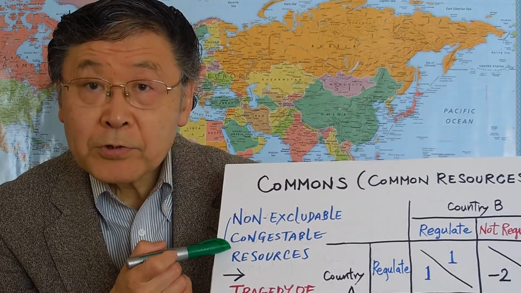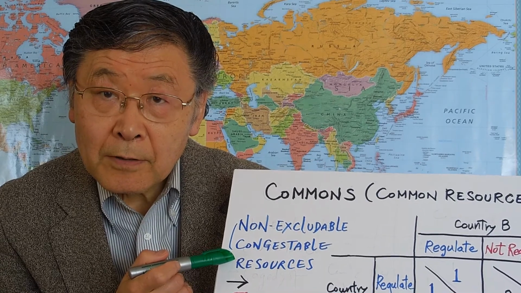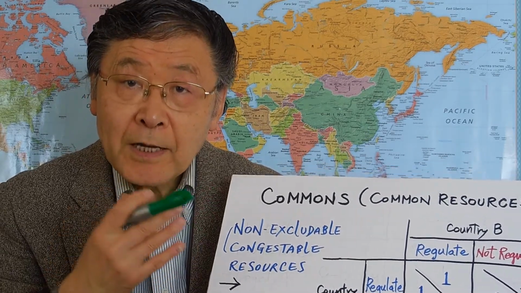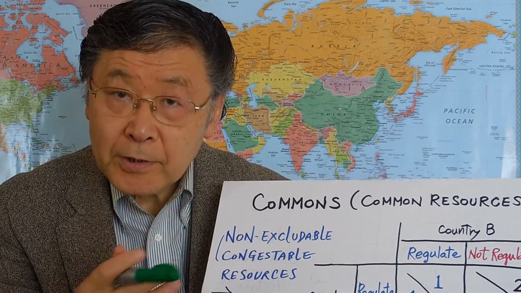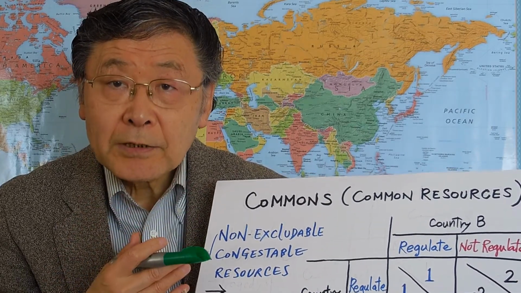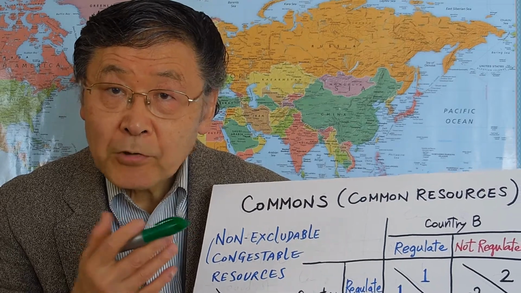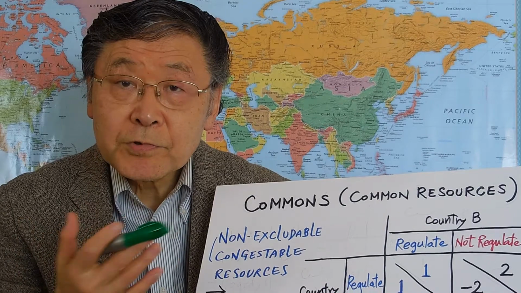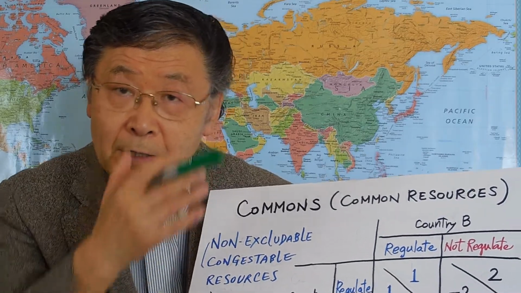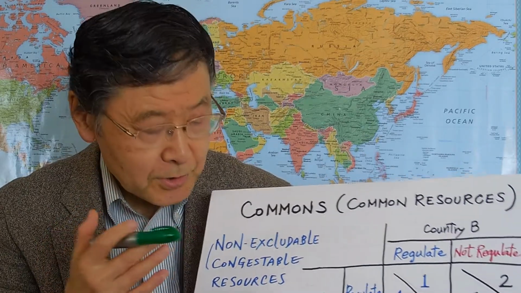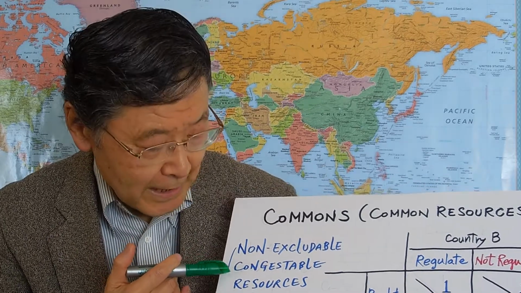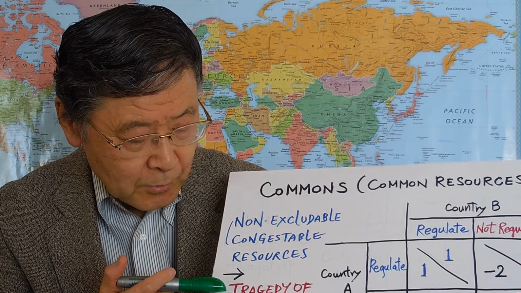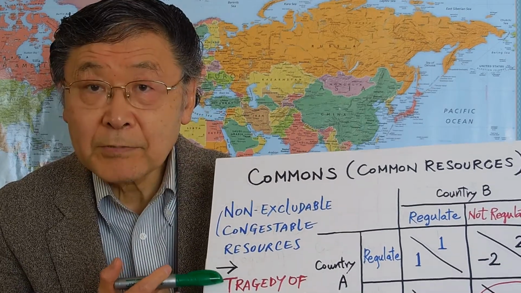Also, they are congestible. Highways and roads are the best example. If people use the good too much at the same time, it becomes congested. Air, if too many people use it, will be polluted. So that's a kind of congestion. Water, the same. So if we have these two properties, we will have a so-called tragedy of the commons.